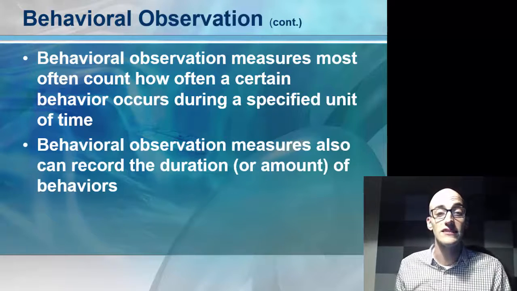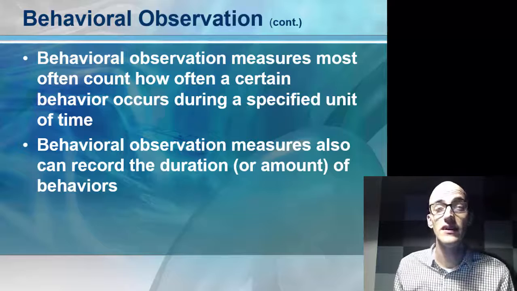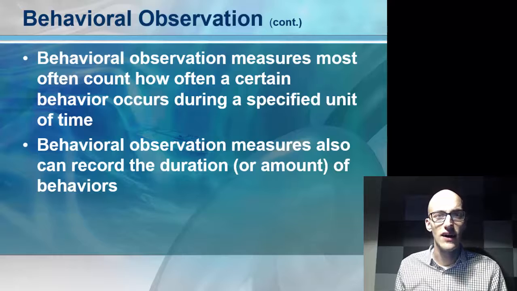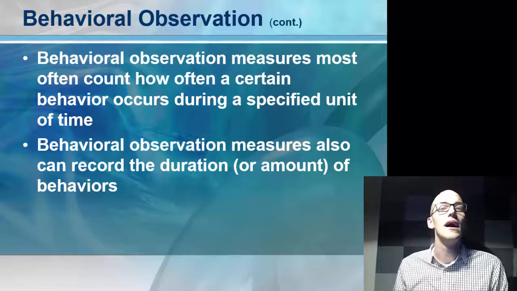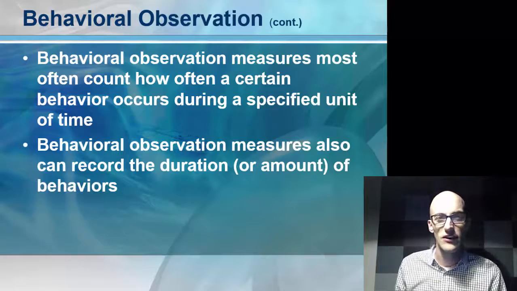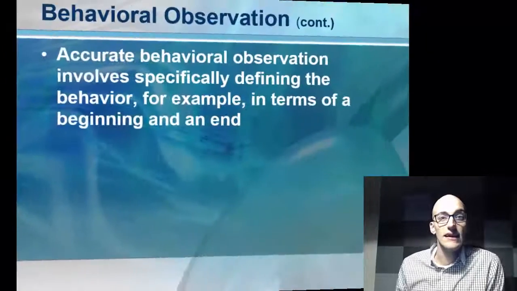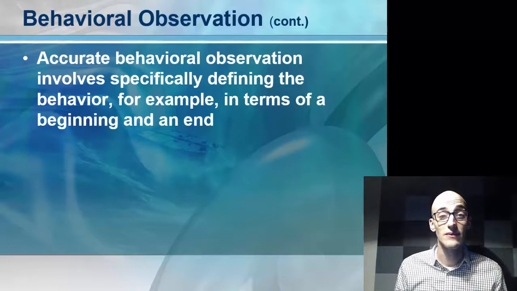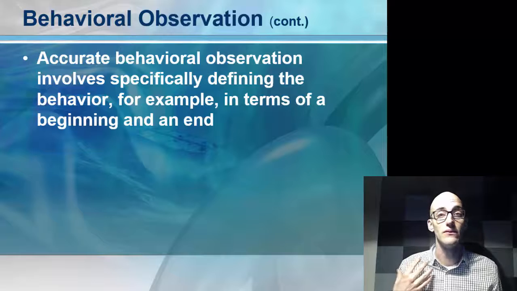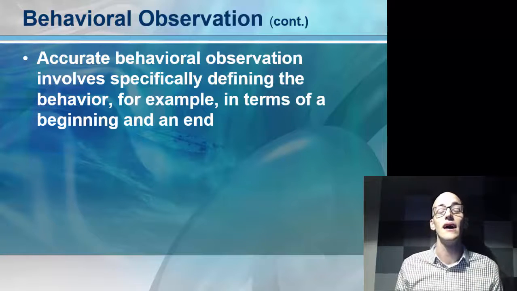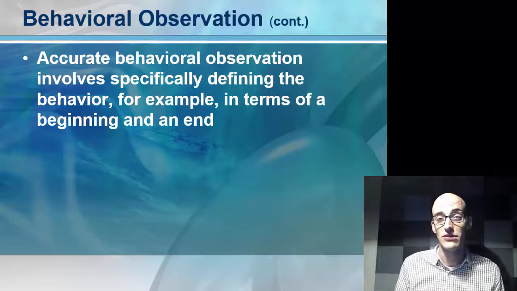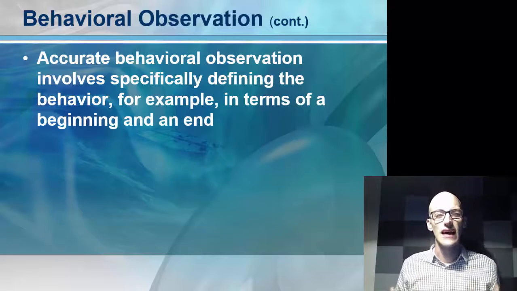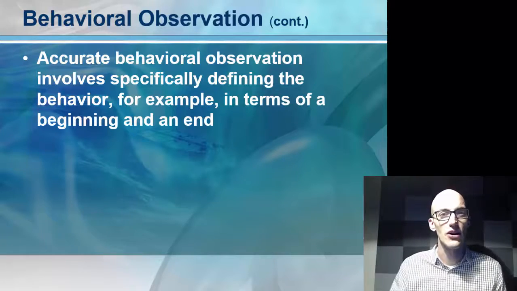Behavioral observations can also measure the duration or amount of symptoms. So if somebody's having 10 negative thoughts a day, what if those 10 negative thoughts were an hour long? What if they were a minute long? So it's important to specify not only the frequency, but also the duration at times. And so thinking about how you can get an accurate behavioral observation includes specifying exactly what the behavior is. So in terms of when it begins, when it ends, what is a standard drink? 12 ounces of beer, 1.5 ounces of hard liquor. So defining exactly what that problem behavior is and how we're going to go about measuring it.